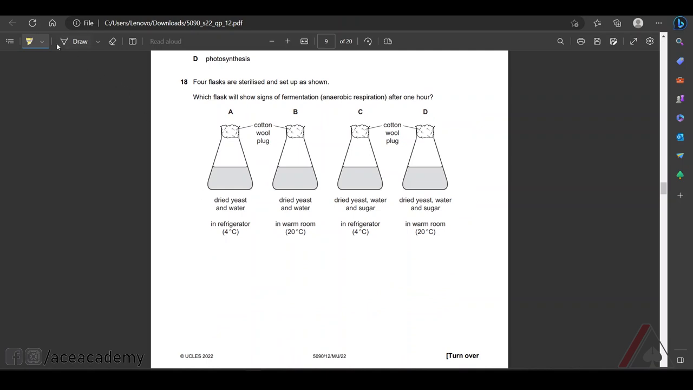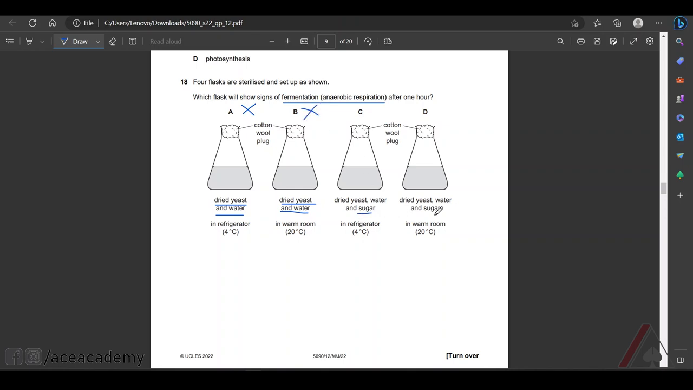For number 18, 4 flasks are sterilized and set up as shown. Which flask will show signs of fermentation and aerobic respiration after 1 hour? In option A, the setup contains dried yeast and water. Fermentation won't really happen here because the yeast needs some sugar source to respire on, which is not present here, so A is wrong. B, again, there is no sugar source here, so B is also wrong.